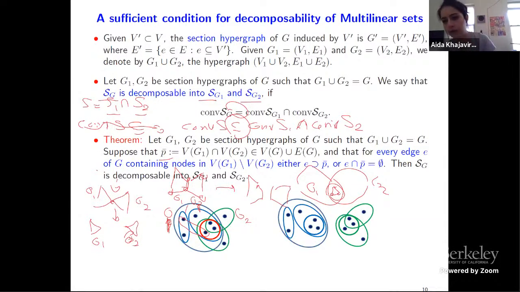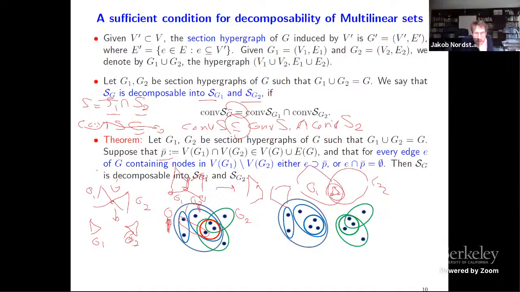Now, of course, this is only a sufficient condition. It is possible that what I just drew is decomposable too. And indeed, we don't know necessary and sufficient conditions for decomposability. That very much depends on the structure of the hypergraph. But here I'm giving you one sufficient condition that I'm going to use for the convex hull characterizations later. So when we come back from the break, I will use this technique to characterize convex hulls for acyclic hypergraphs.